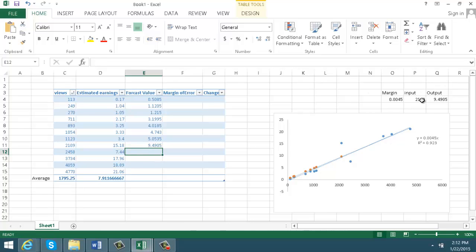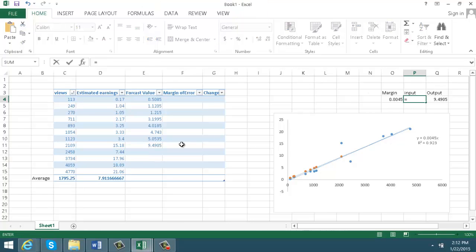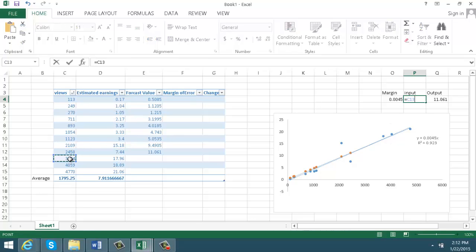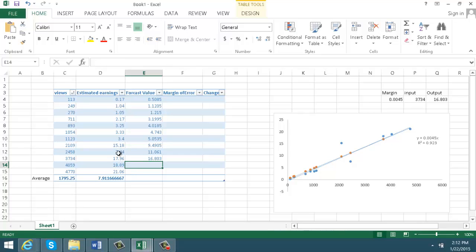Let's do this for here, equal to this number, 11.061. Let's do equal to this number, 16.803. As you can see, it's not far from the estimated earnings. So this is my forecast.